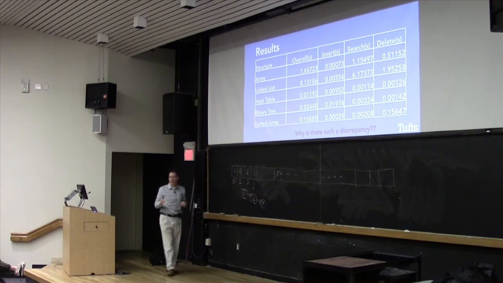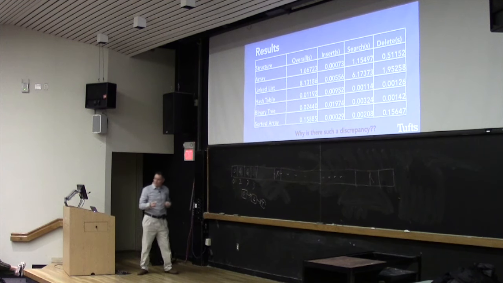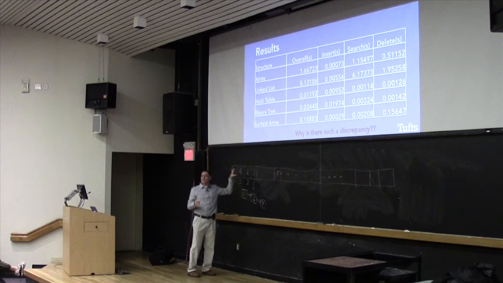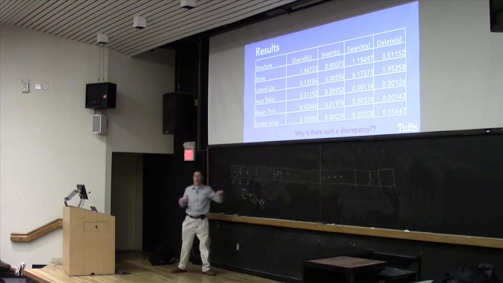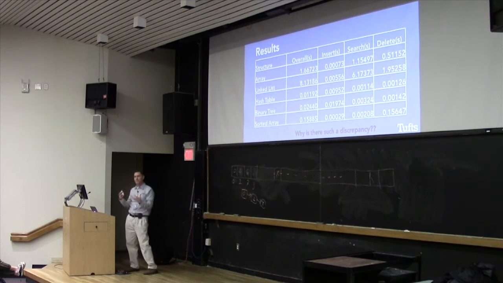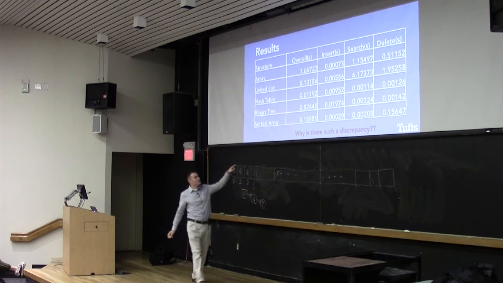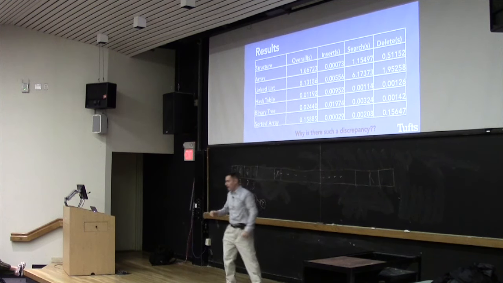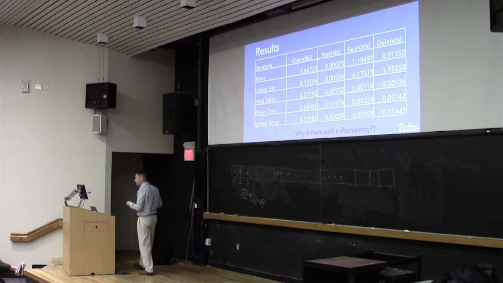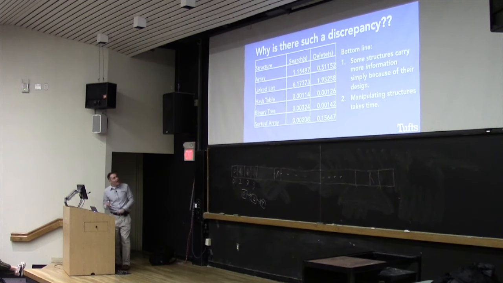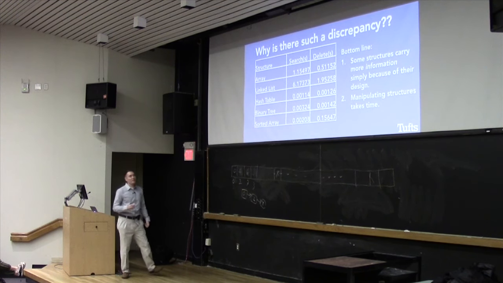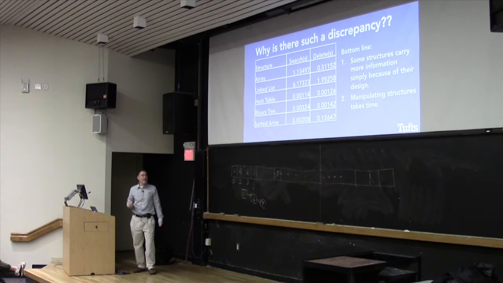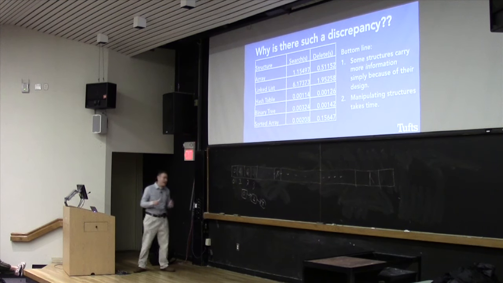Next week or so, we'll start talking about what we call an invariant, which means that we are saying that this is in order, and we are going to keep these things in order. And that tells us so much information about it. We can use that information to do things efficiently, like search through a sorted array. It's all about information. I think we already talked about some of the discrepancies here. Some structures carry much more information because of their design, and manipulating these things takes time.